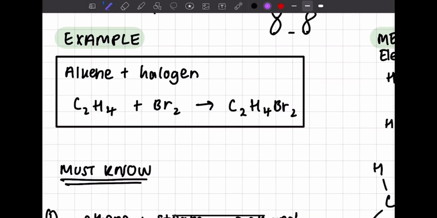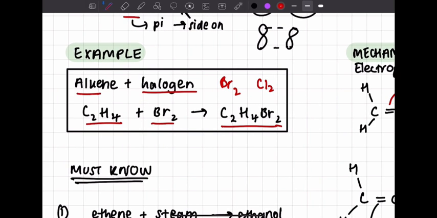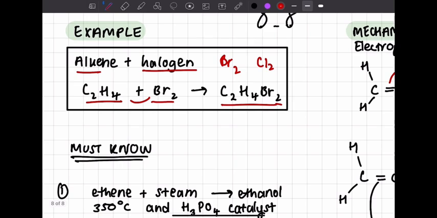A very simple example would be an alkene reacting with a halogen, so we could have bromine or we could have chlorine. And so here I've got bromine, so we've got ethene plus bromine makes bromoethane, and really that's it. Essentially the bromine is added to the ethene and it now has single bonds because the double bond is broken. That's just a very simple example.